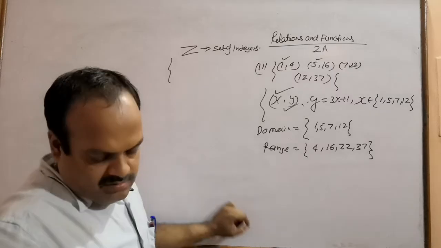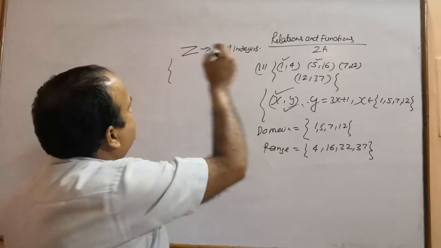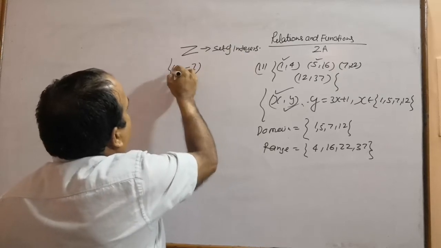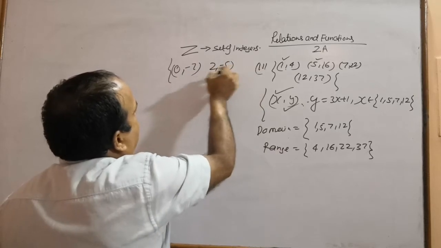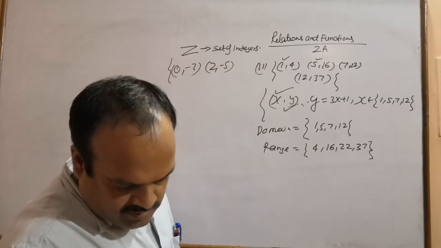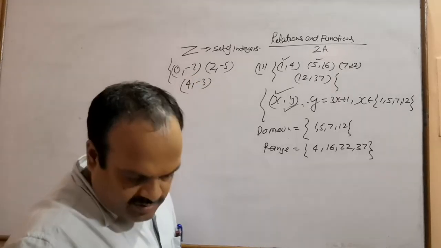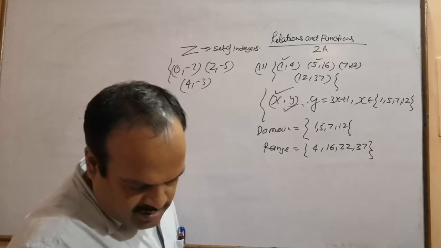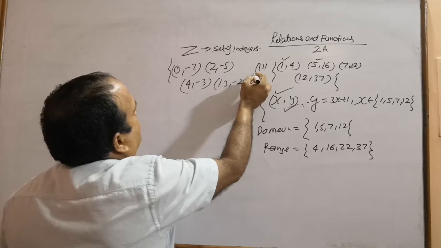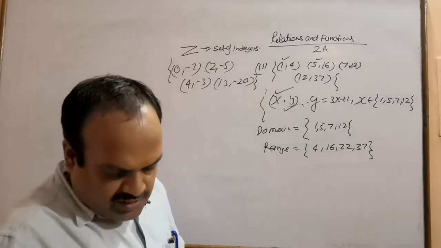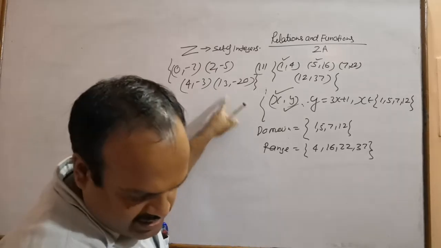So we have the relation in tabular form: 0, -7, 2, -5, 4, -3, 13, -20. There is a mistake, it must be positive.